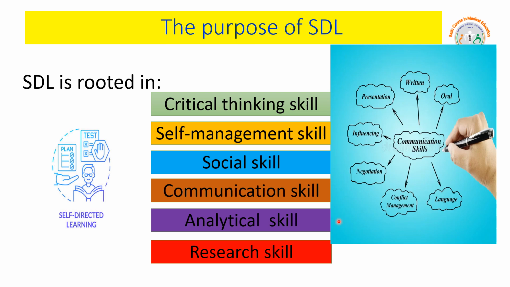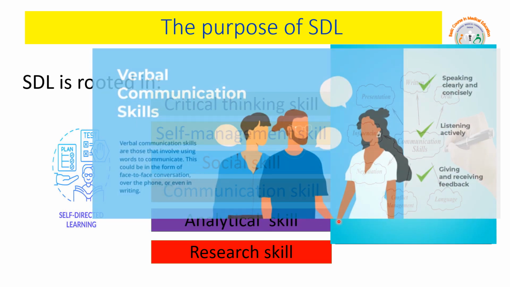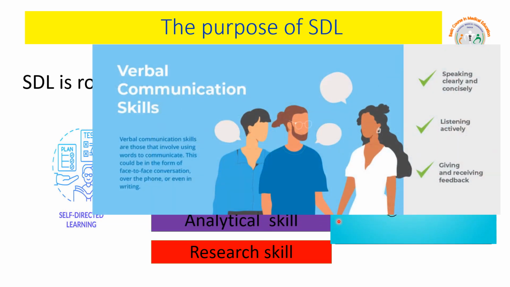Okay, so there will be different types of communication: written communication, verbal or non-verbal communication, presentations, listening, cross-cultural communication, all these. So if we look at verbal communication skill, good verbal communication skill means speaking clearly and concisely, listening actively, that is important, and giving and receiving feedback.